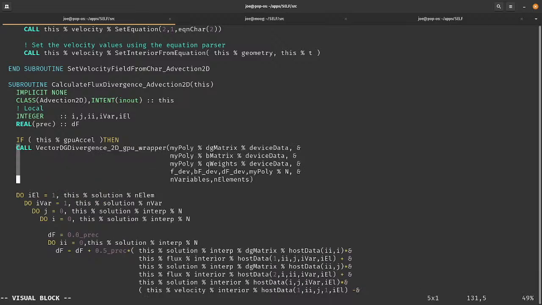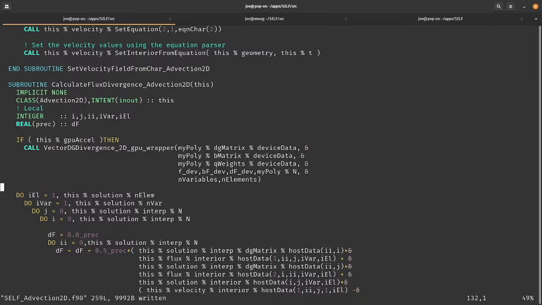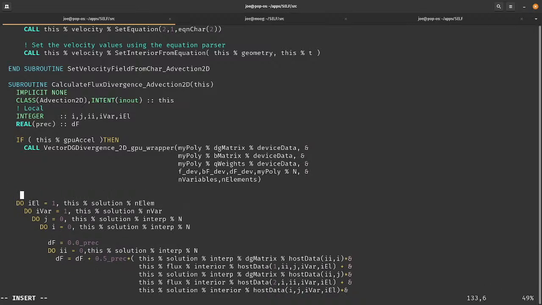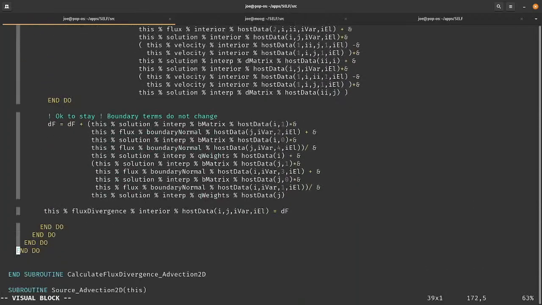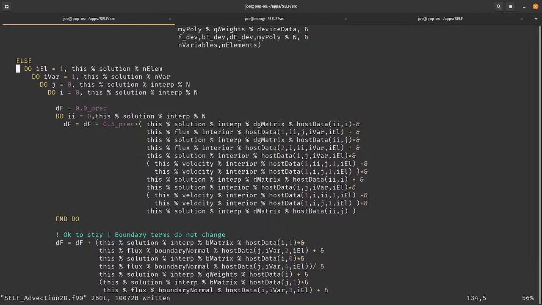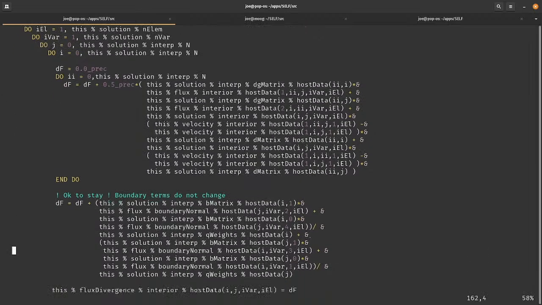So anyways, we're going to go ahead and bring that. Go ahead and indent some things. Let's put an else there. So basically, if we're not GPU accelerated, we're going to go ahead and run the CPU side. Okay, and let's put an end if there so we don't forget.